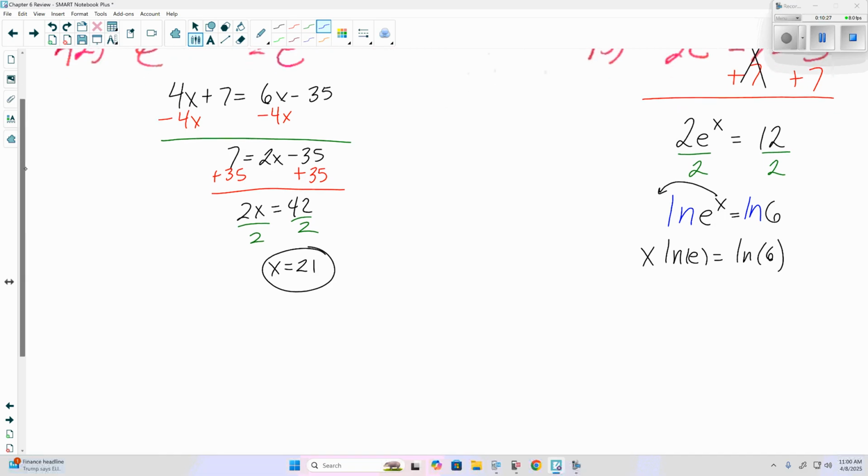giving us x times the natural log of e. So the natural log of e is 1, telling us that x is equal to the natural log of 6. And that's as far as we have to take it, because we got x by itself, we solved for x, and the value of x is the natural log of 6. We're done. You do not have to find the decimal approximation for the natural log of 6. That's as far as I want you to take it.